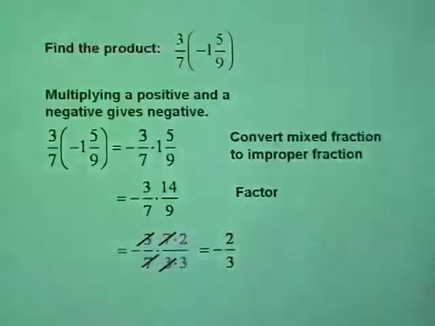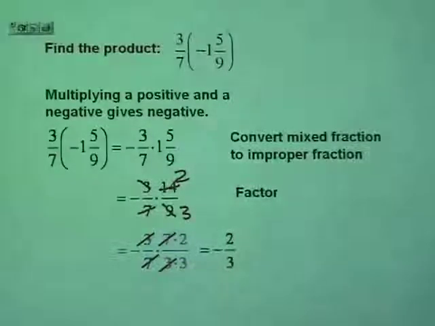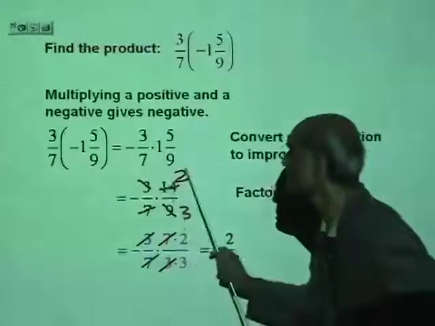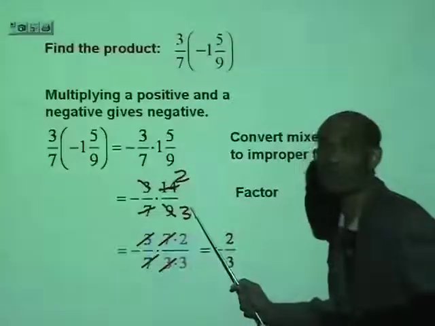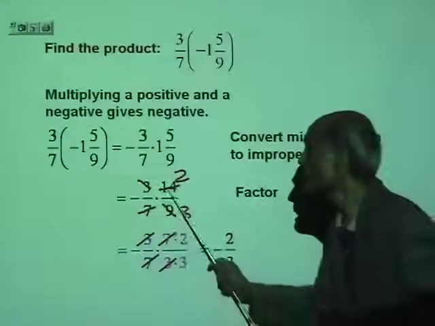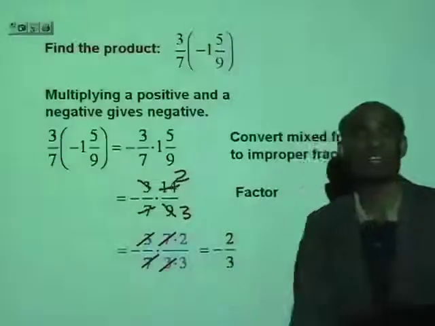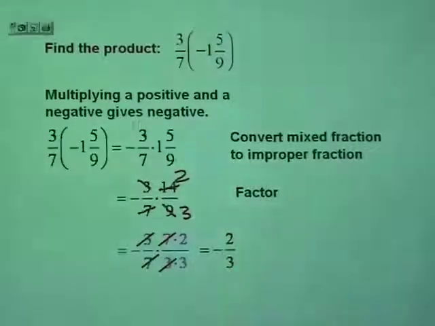Alright? Now most of you would prefer, I know, to do it like this in this step. 7 goes in 14 2 times, and 3 on the top will go in 9 3 times, and that gives you the result right away, negative 2 over 3, which is the same as factoring the numbers and cancelling the common factors.